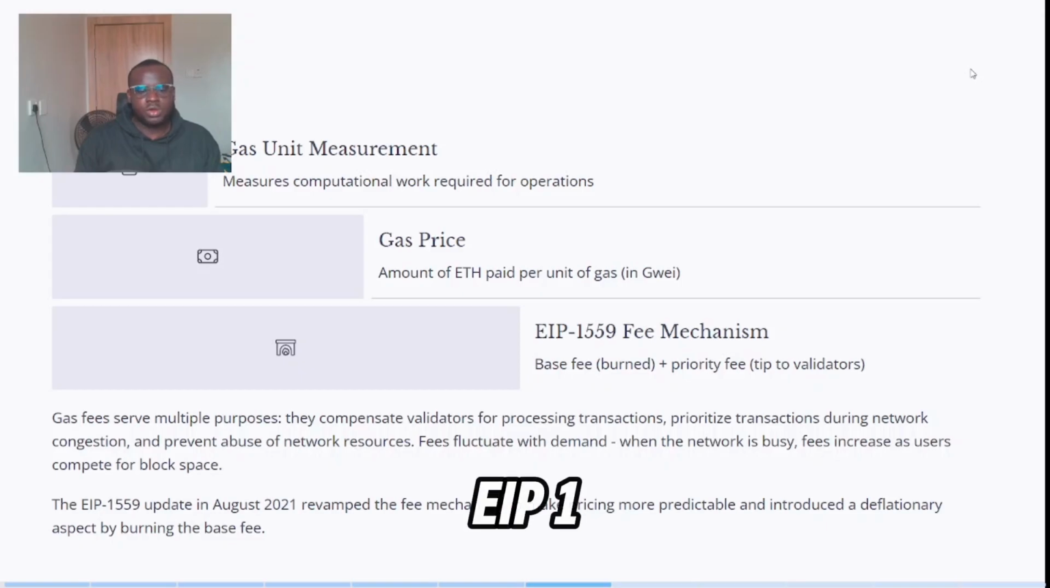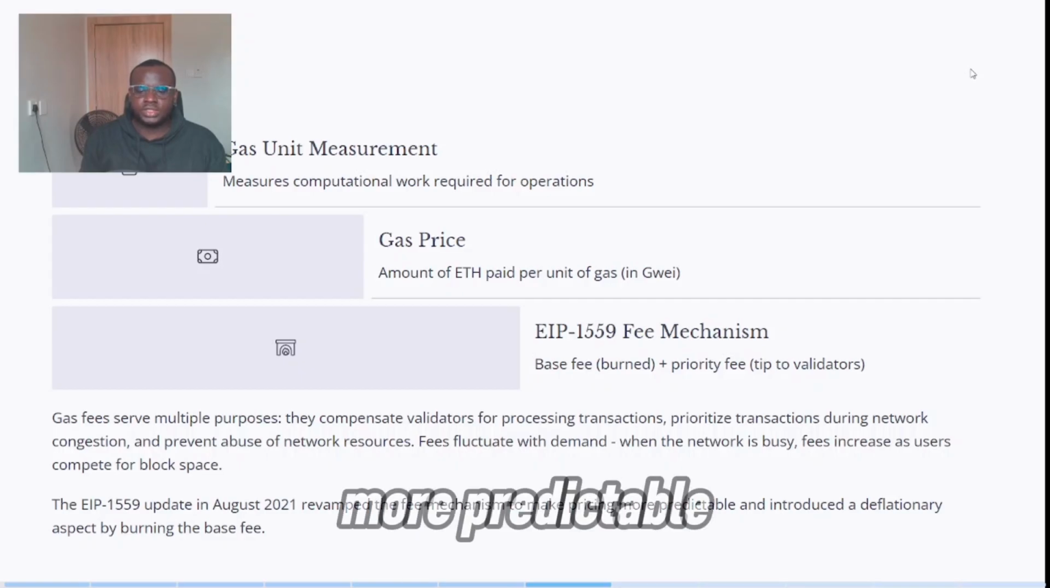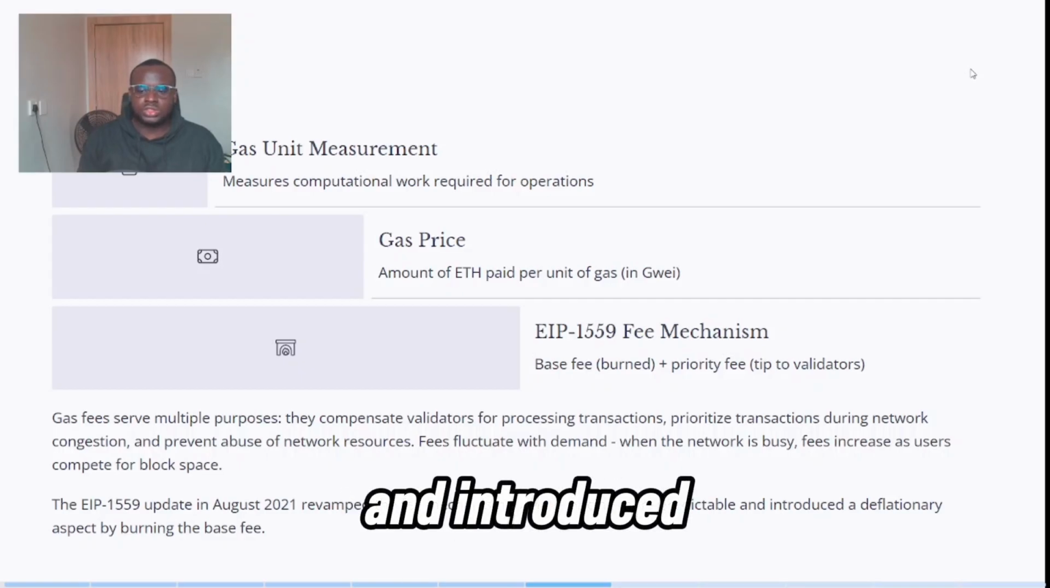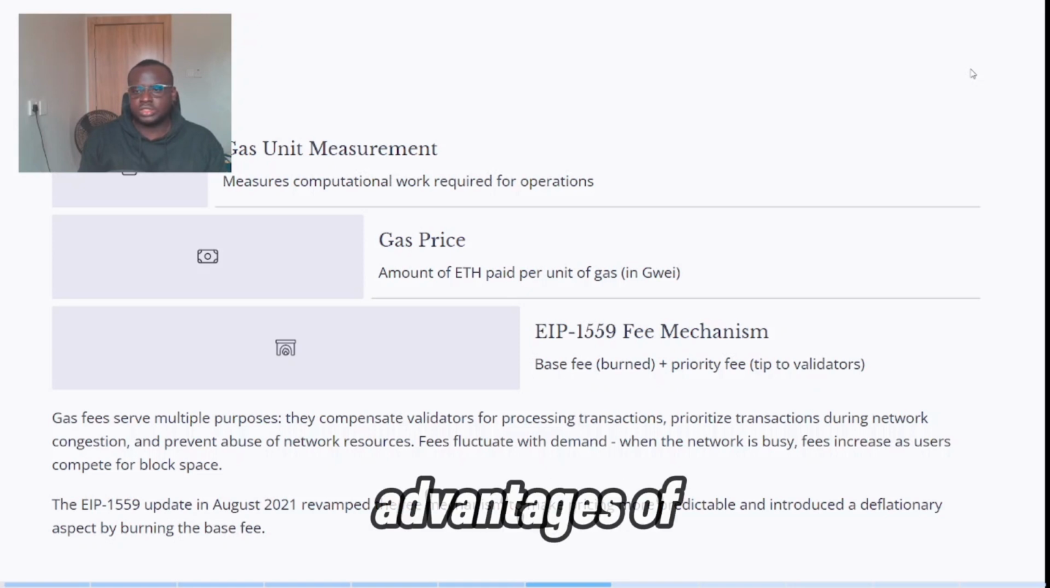But the EIP-1559 update in August 2021 revamped this mechanism to make pricing more predictable and introduced a deflationary aspect by burning base fees. So we're going to be talking about why fees are burned and what the advantages of burning are.